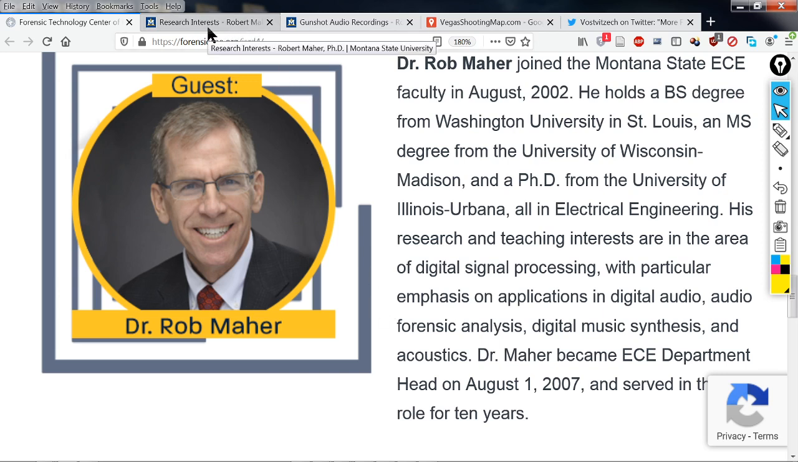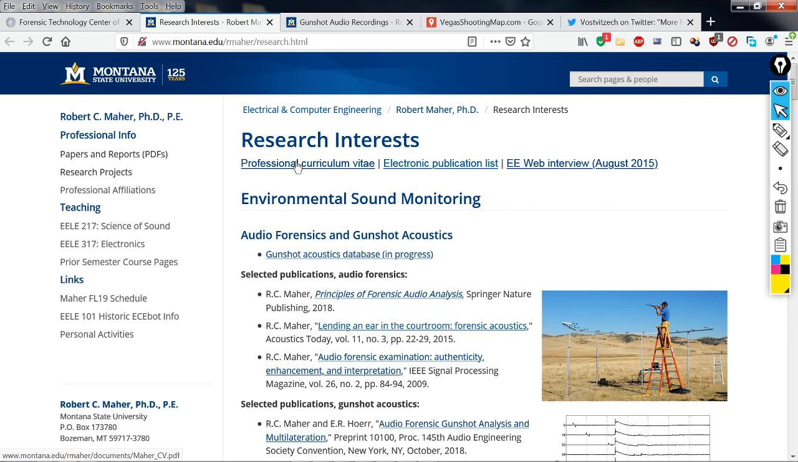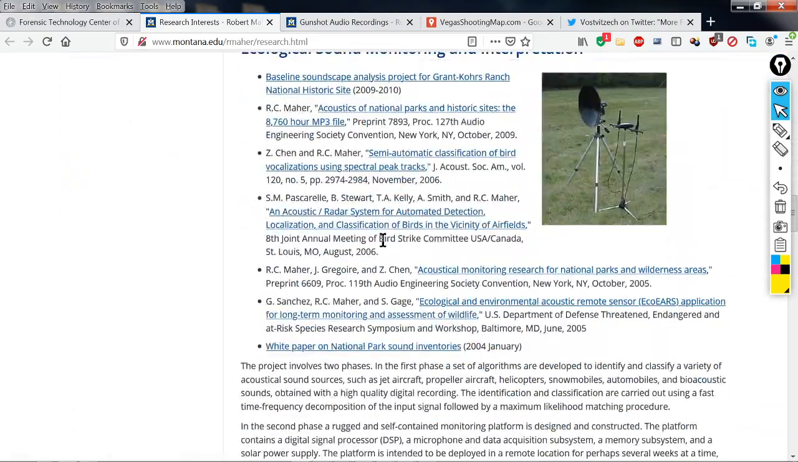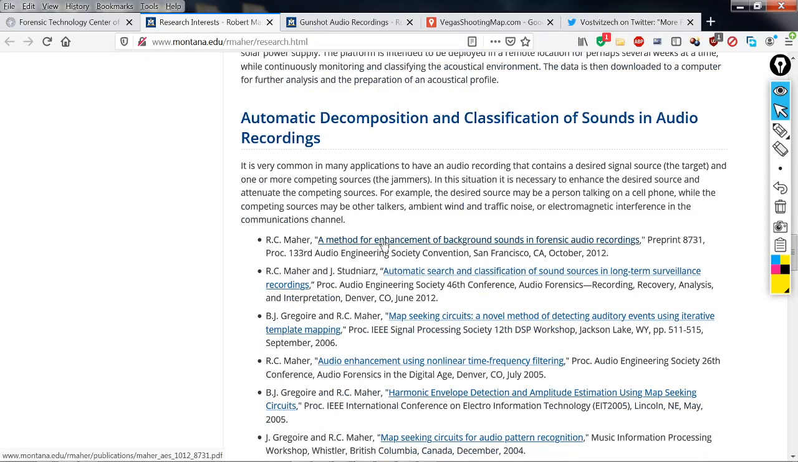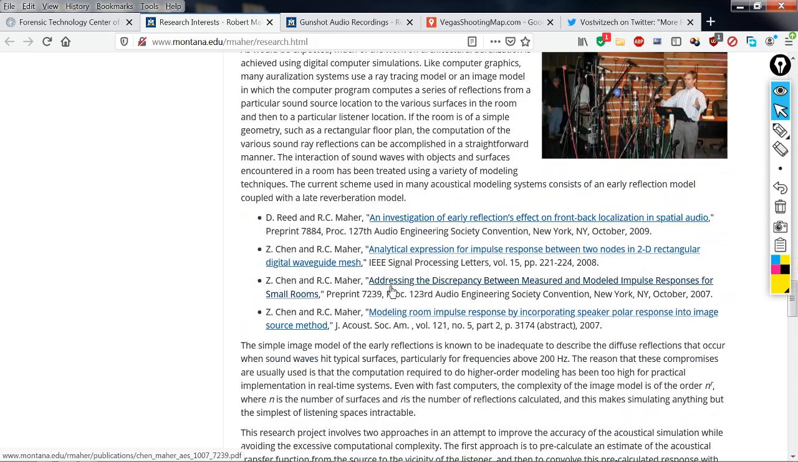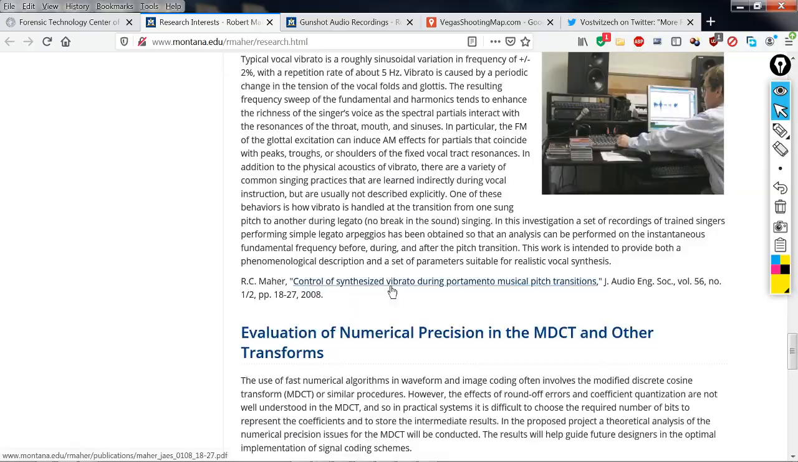So if you wish to see more from him, you can go to this website up at Montana, montana.edu/Maher, MAHER/research.html. And in there he has bunches of papers, bunches of research, and it covers quite a few topics on the nature of gunshot acoustics and the interpretation and verification and presentation in court and etc. of these acoustic interpretations, or the forensics of audio analysis.